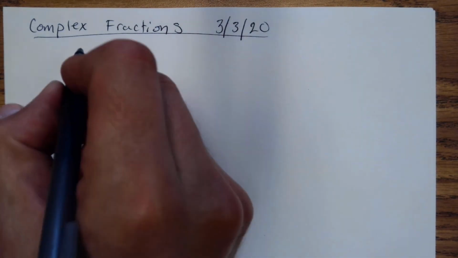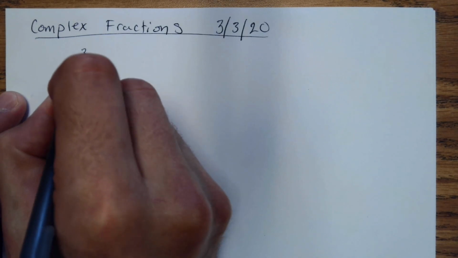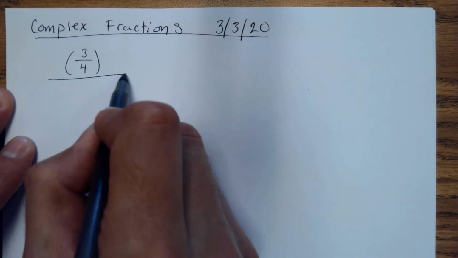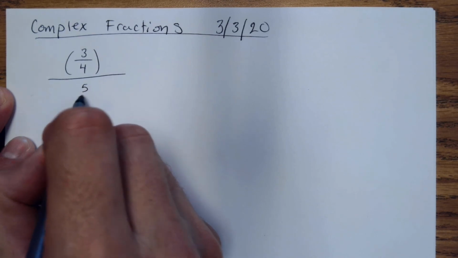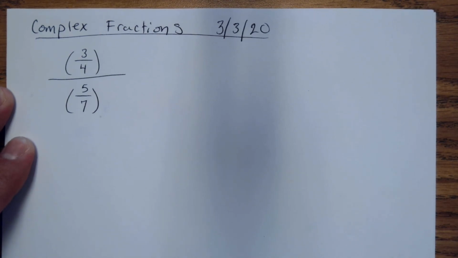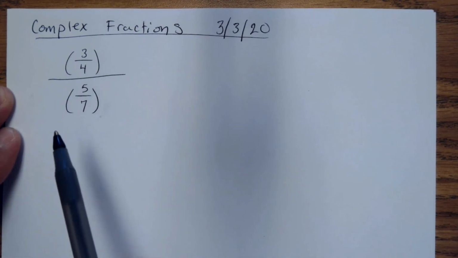So this is titled Complex Fractions. The first thing that I want to point out is something very, very basic. If we have 3 over 4, some fraction, divided by 5 over 7, this is all that's different today. It's written like this. That's the only thing.